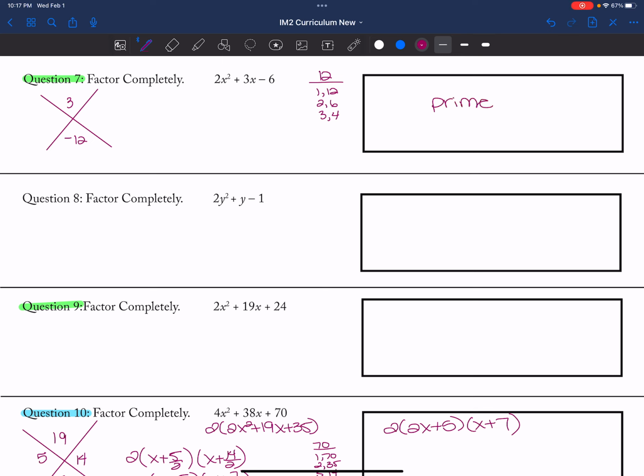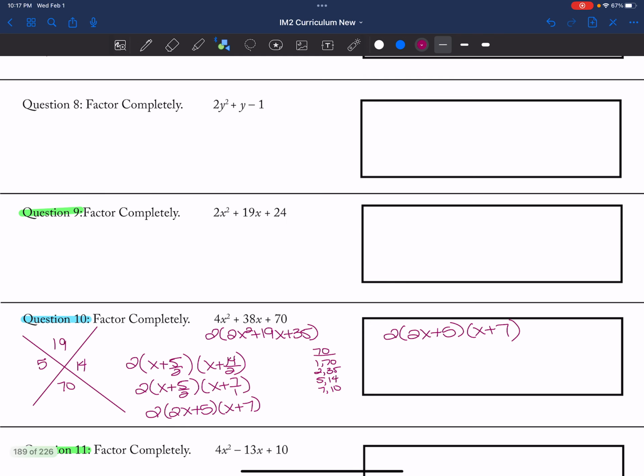Do some more. Let's see. 9. You almost got lucky. I almost did a random even one. Okay, so 19 and then 48. So then factors of 48 are 1 and 48, 2 and 24, 3 and 16. Is that right? Yes. 4 and 12, 5 no, 6 and 8. Okay, and I want to make 19, 3 and 16.